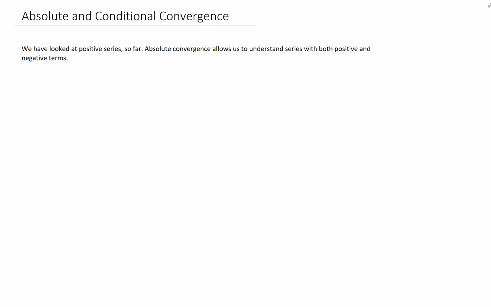So far, we have just looked at positive series, but in this video, we're going to take a look at series that have both positive and negative terms. There's a couple types of convergence, absolute and conditional, that'll help us with this. So let's start with absolute convergence.